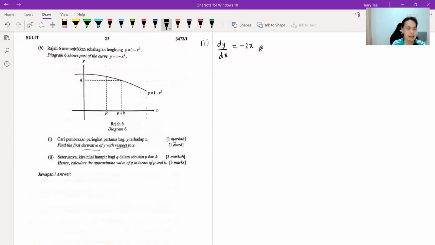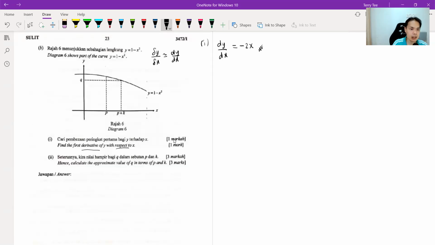Then they say calculate the approximate value of q in terms of p and k. So here's the thing you need to know. There's a difference between small change and approximate value. When we say small change in y, we're talking about delta y. Delta y over delta x, as we know, is approximately dy dx. This is true when your delta x is small.